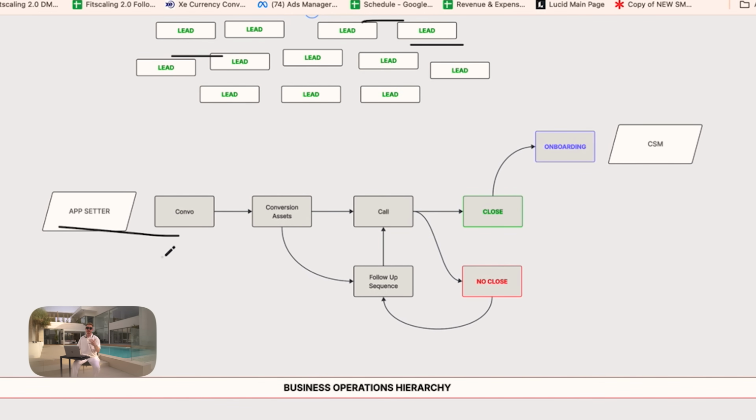Now, obviously, you need to delegate everything with the setter, okay? The setter needs to do a conversation. There needs to be a conversion asset in place that the setter sends. That needs to be a call, right?